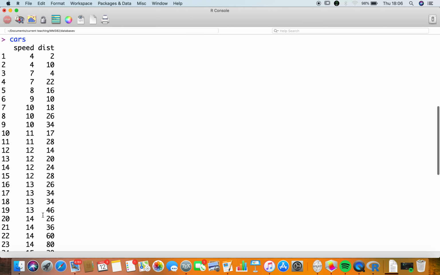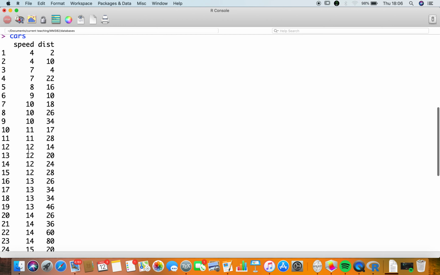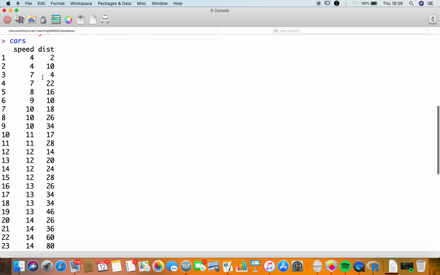You see there are two variables: speed and distance. As engineers, you know what this data set is about. It gives the relationship between the stopping distance for a particular speed. So if you're going at a speed of 10, you could stop at 18, 26, or 34, depending on what type of car you have, or your reactions as a driver, etc. But that's basically the idea.